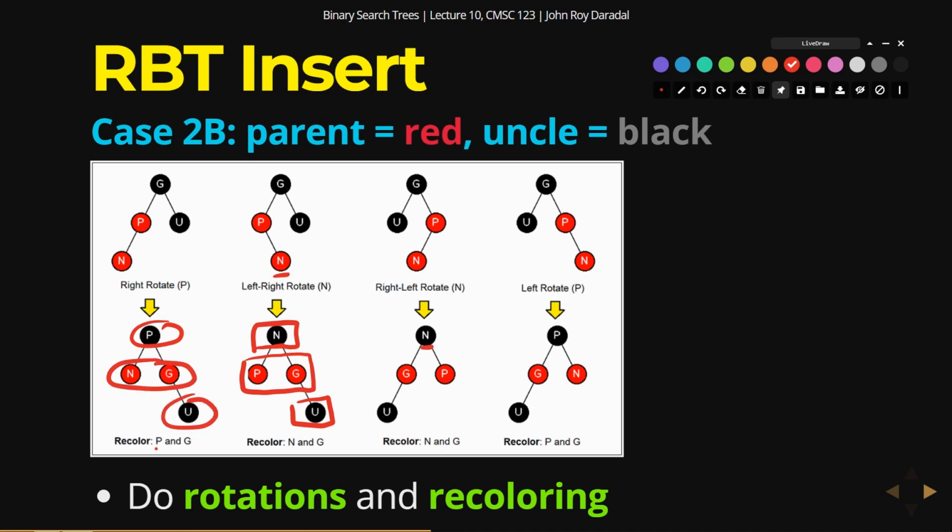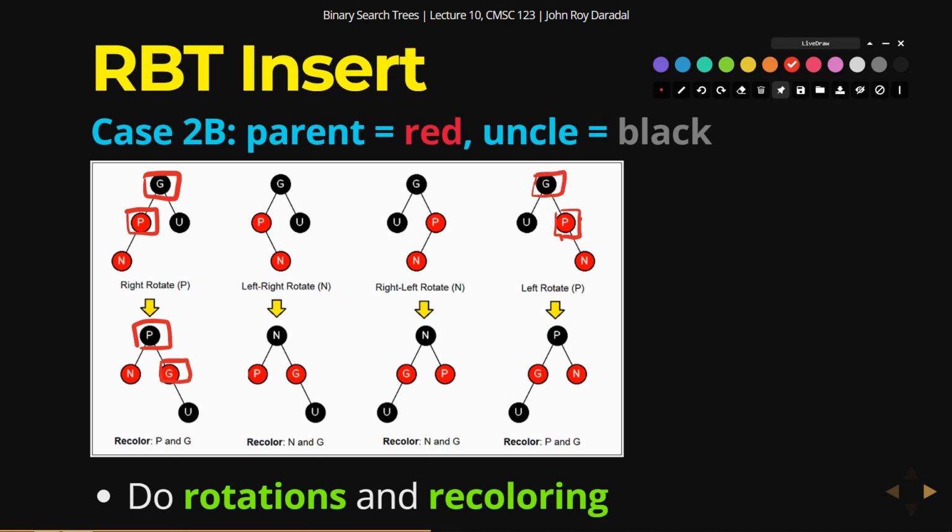So in this case, it's P and G that's being recolored because you'll notice P here was red and G was black, but after rotating, P became black and G became red. Okay, same thing here, P was red, G was black, and then after rotating, P became black and G became red. Okay, but in the double rotations, it's N and G that you are recoloring. So N was red, G was black, but here N became black, G became red. Okay, so it depends on the levels basically.